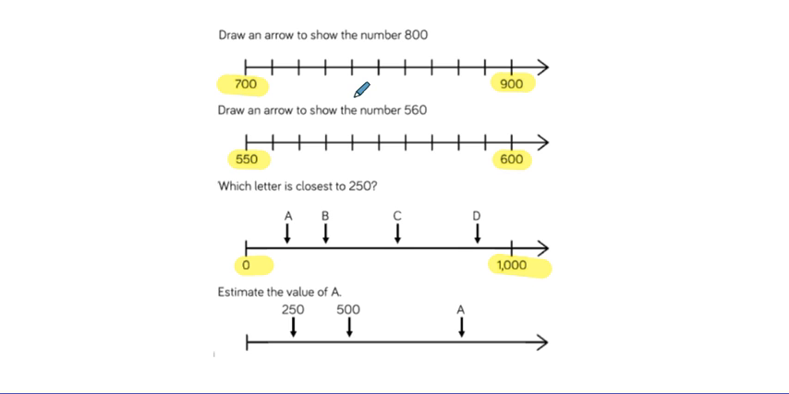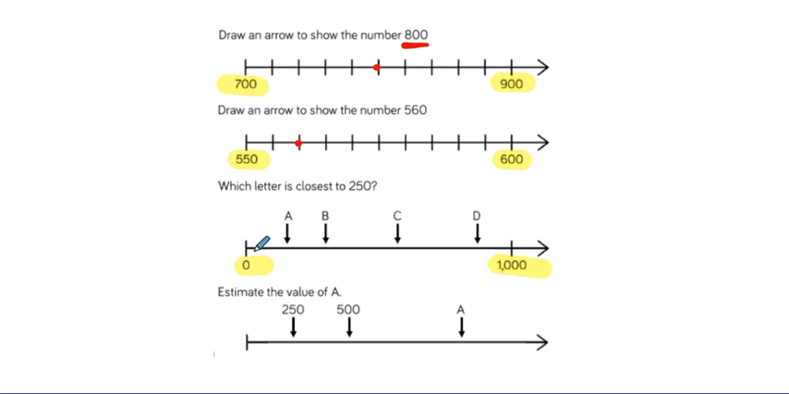So for the first question, we're going between 700 and 900. That means right in the middle is 800. And that's the number it's asking you for in the question. On this one, we're going from 550 to 600. That means we've got a gap of 50, 10 intervals. That means that each interval is worth 5. So we've got 555, 560.